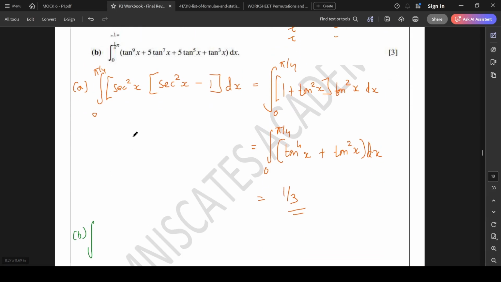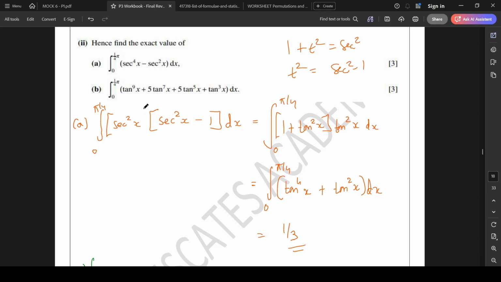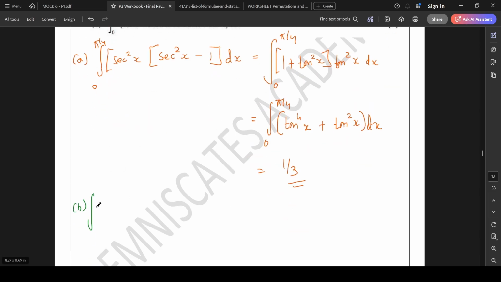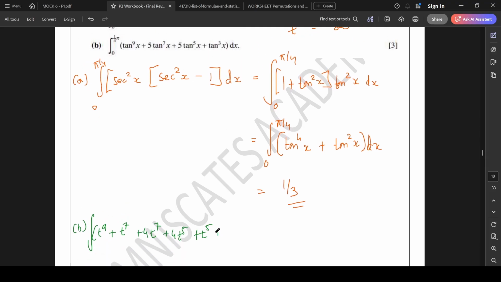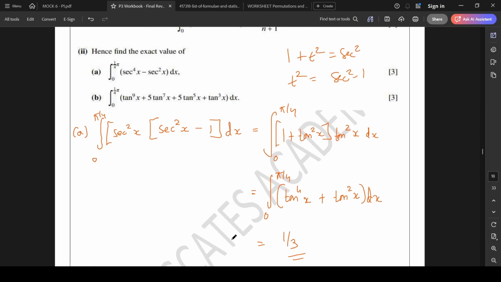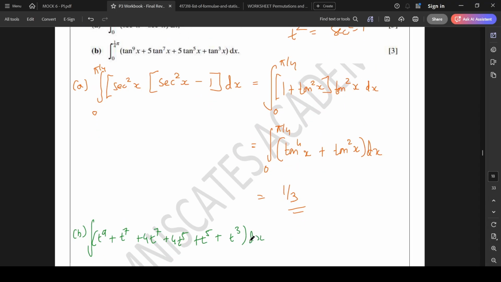So to integrate this, I just use t instead of writing the whole 10. This is same as writing t to the power of 9 plus t to the power of 7 plus 4 times t to the power of 7 plus 4 times t to the power of 5 plus t to the power of 5 plus t to the power of 3. And of course, it is 10x, 10x, 10x, not t. So actual variable is x, not the t. Just to save our time, I am writing t over here.